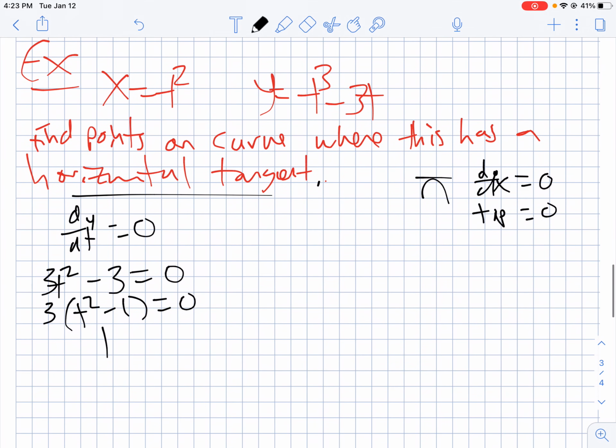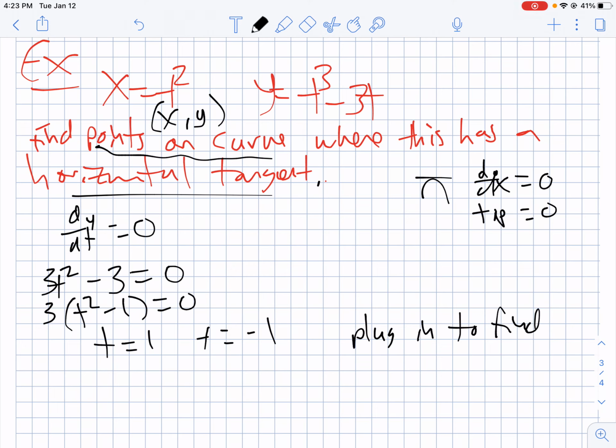All right, so that means my t is 1 or my t is negative 1. Now let's make sure we finish the problem. If we're asking for points on a curve, it's always asking for x and y. So what I need to do then is just plug these in so that we can find those x values and the y values.